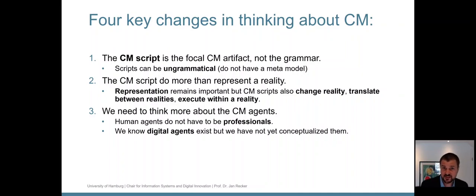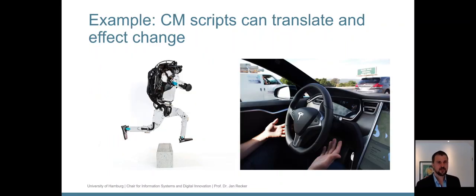We know they exist, and we know that they can produce and consume scripts, but we haven't really thought about them. We have no way of describing them. We have no conceptualization, no theoretical variables that allow us to distinguish them and experiment with them and so forth. Yeah. And two obvious examples here.